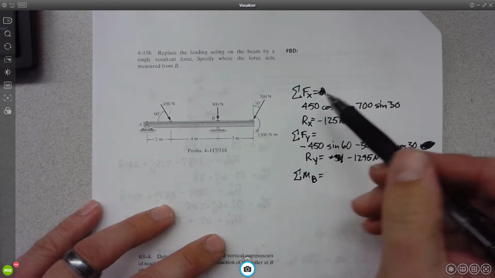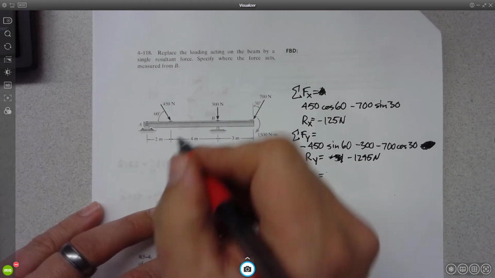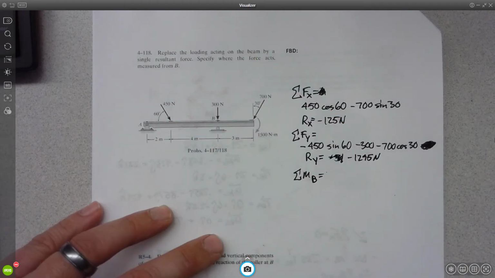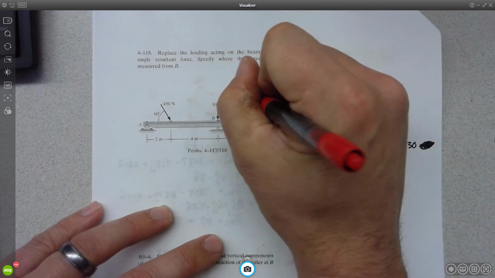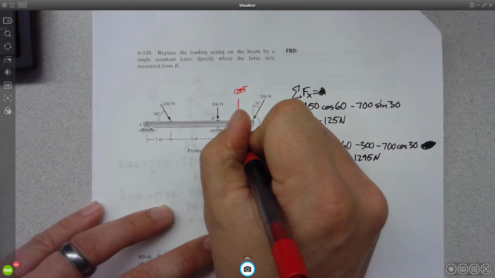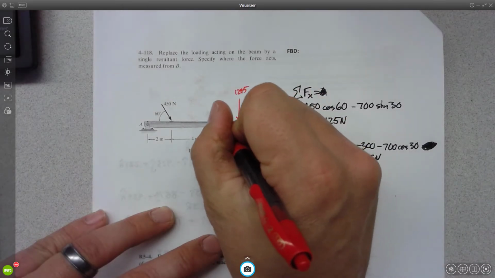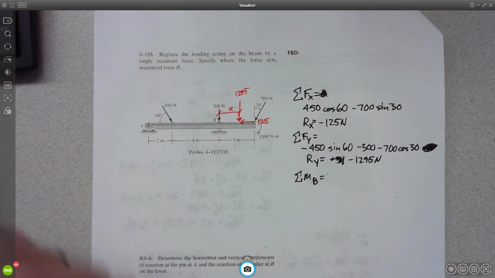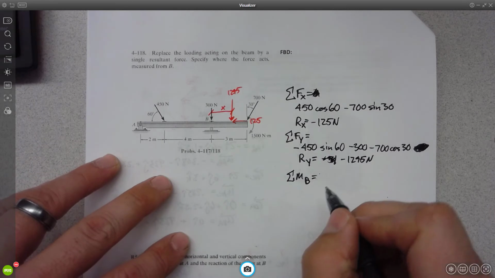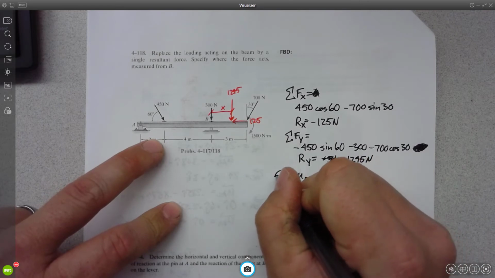So the question was, is this how we're going to find the position of this resultant? What we've done up to this point is we know that there's going to be some force that acts down with a magnitude of 1295 and to the left with a magnitude of 125. And now we just need to figure out where that is from B. So we need to figure out the moment caused by these forces. So let's sum our moments about B. We're going to say counterclockwise is positive.